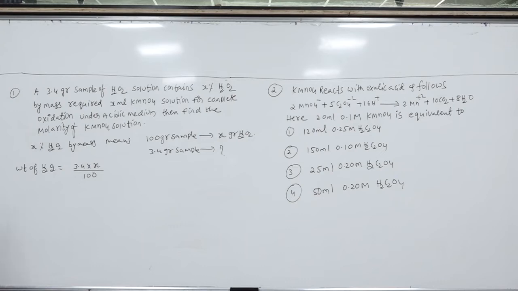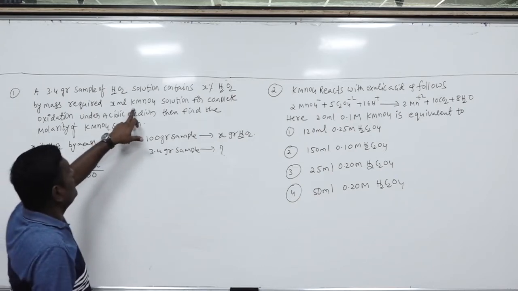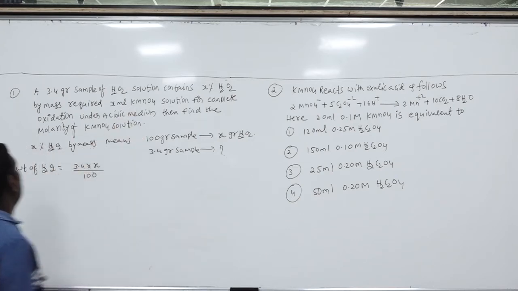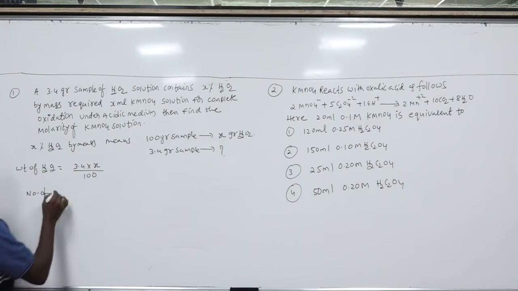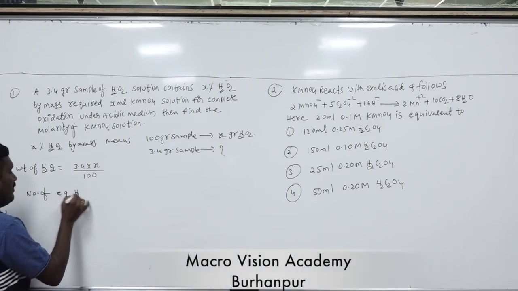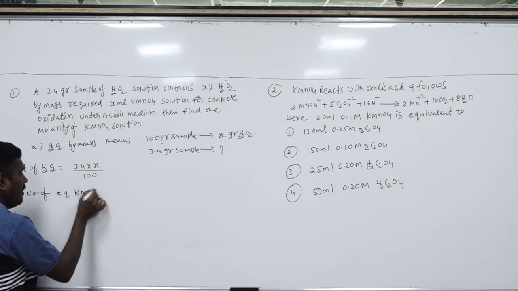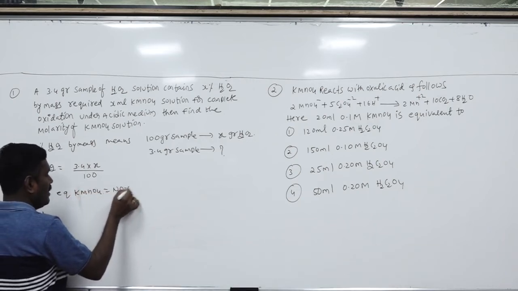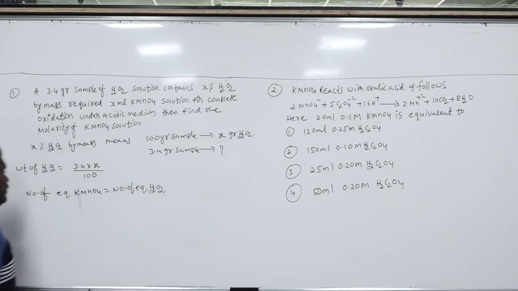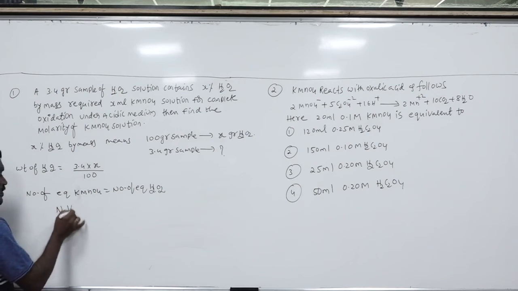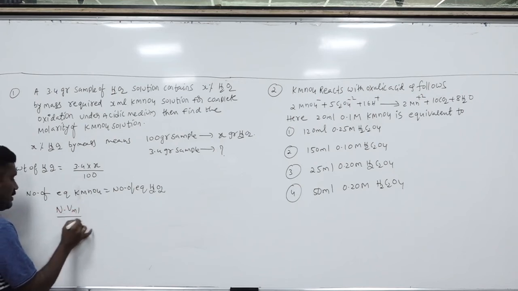Now come to the X ml of KMnO4 required. Just now I told you, the number of equivalents of potassium permanganate will be equal to what? The number of equivalents of hydrogen peroxide. Now, what is the number of equivalents formula? Normality into volume by 1000.